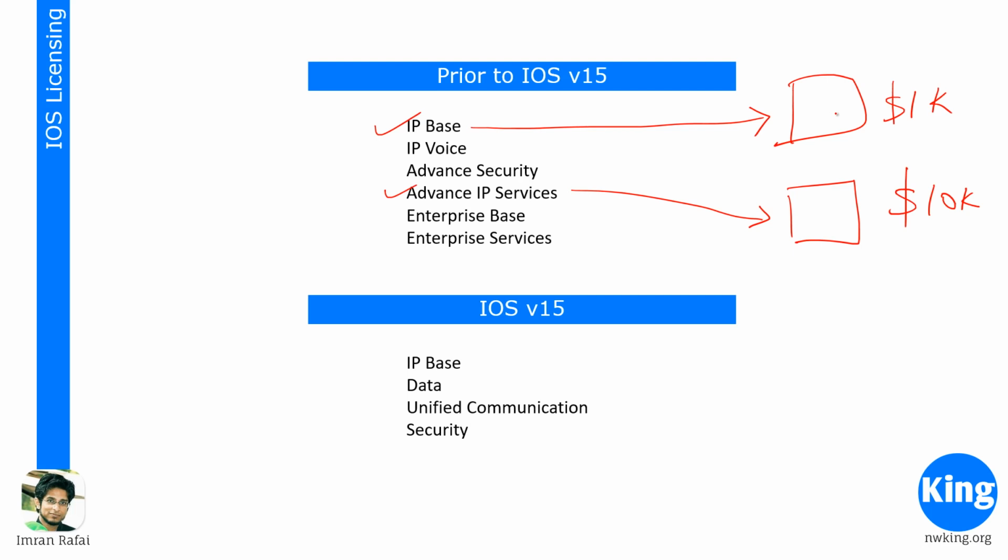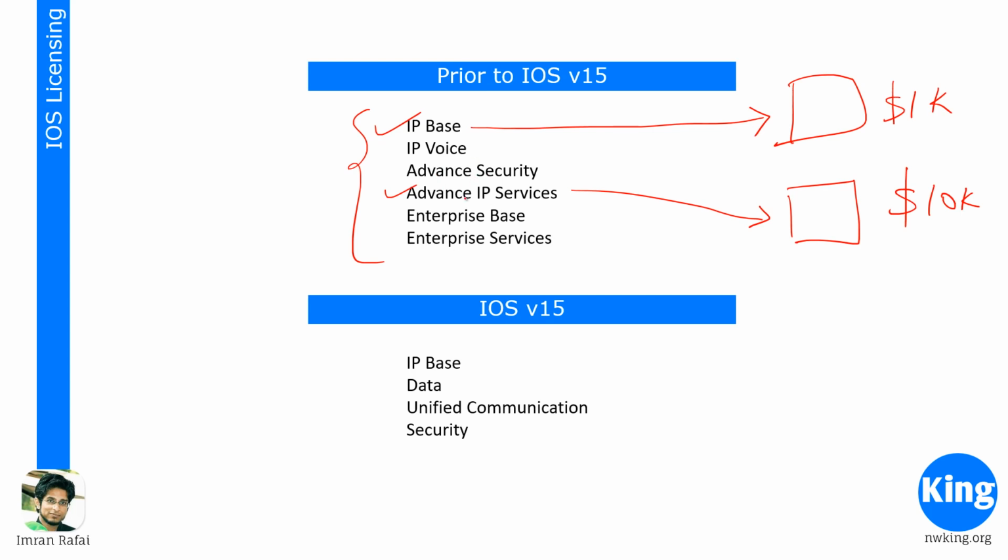Now, if you remember from the old versions, like I showed you a while ago, IOS version 12.4 had different operating systems. So you had the advanced security. So these are the different versions, right? And you could tell that by looking at the operating system name. So it would say IP Base, or it would say Advanced IP Services, like the one we saw earlier, ADV IP Services, or ENT Base, ENT Services, Advanced Security, right?